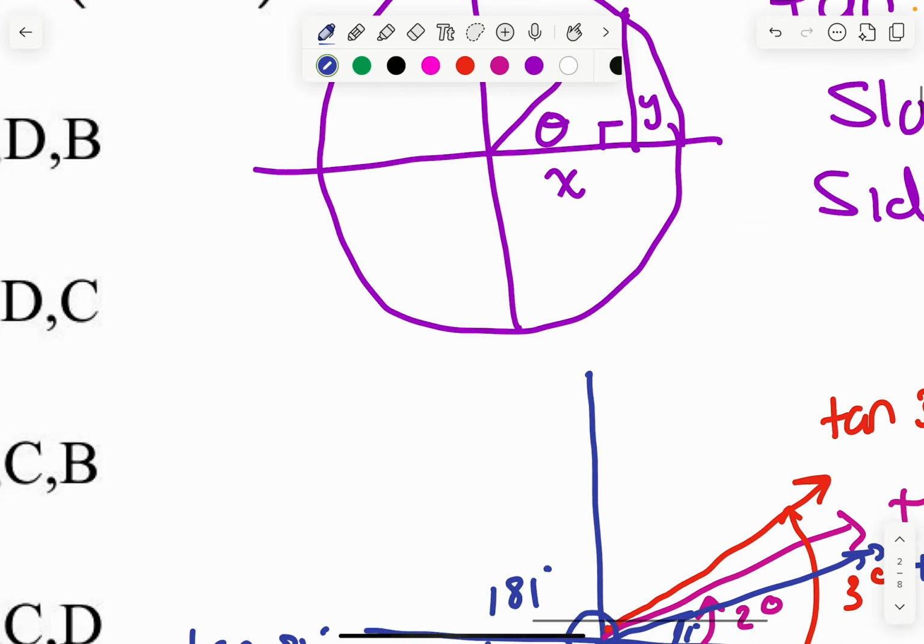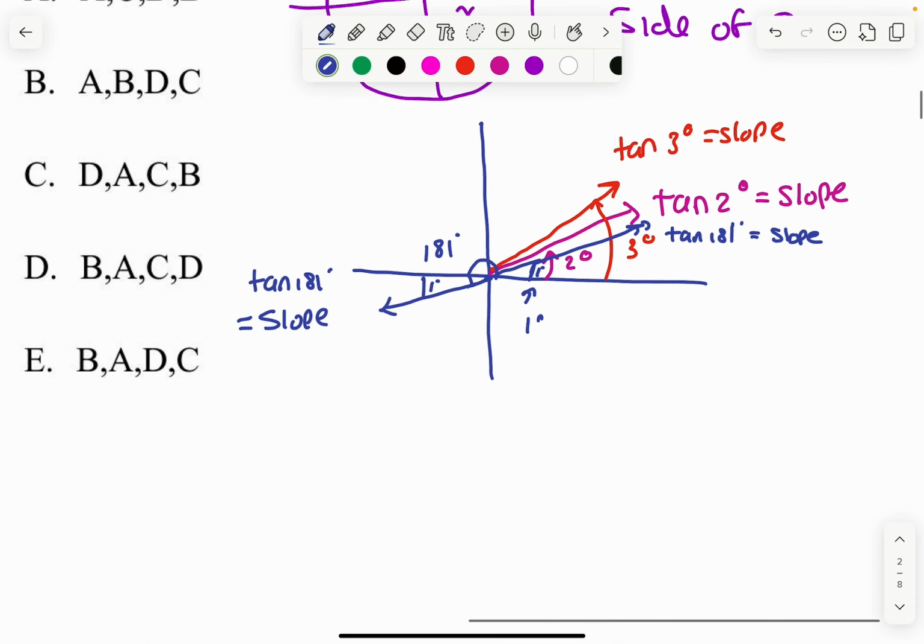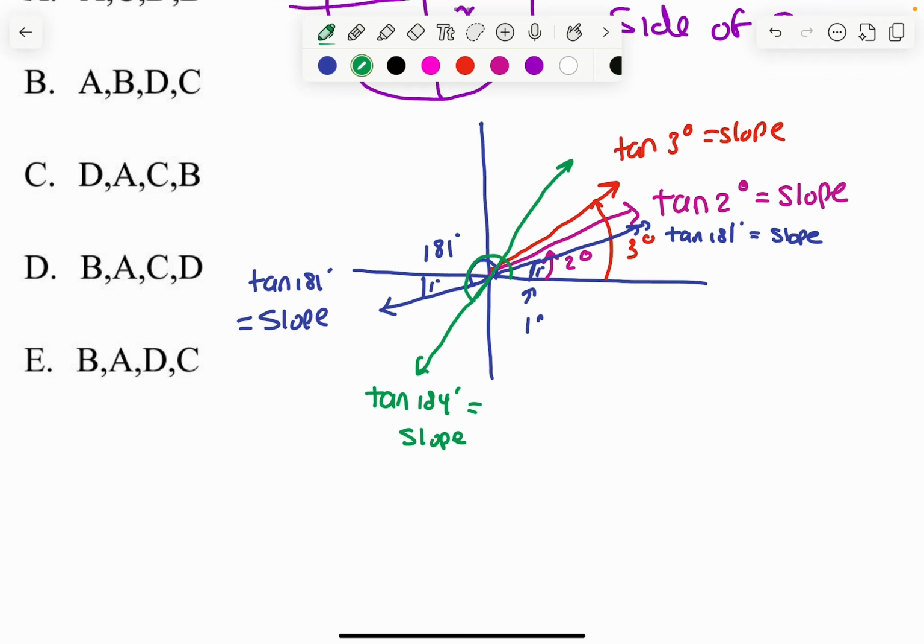All right, and then I think you probably see where we're going here. 184 degrees, let's pick green. 184 degrees would be all the way over here, and then an extra 4 degrees. It's clearly not to scale, but it helps anyway. So the tangent of 184 degrees is the slope, but if you keep extending that, it's the slope of this same line. And that's clearly more. So now we can see the ordering.